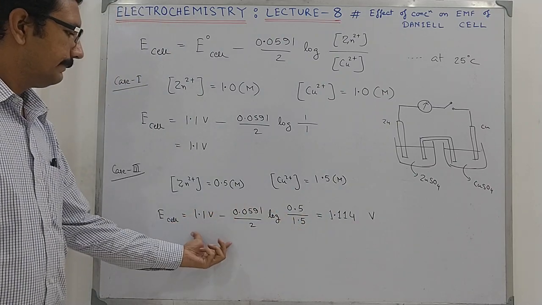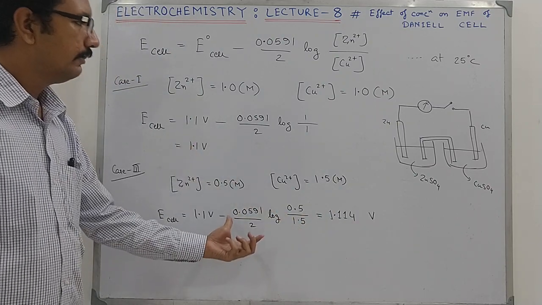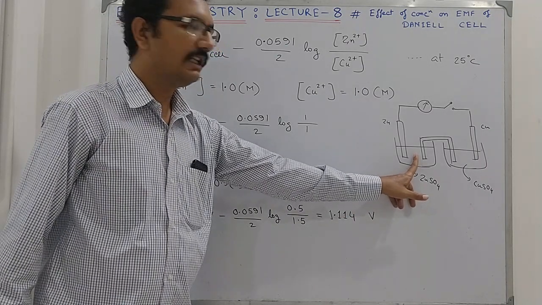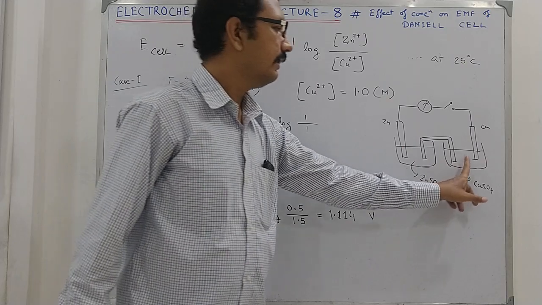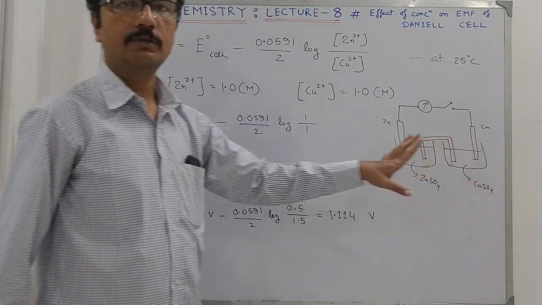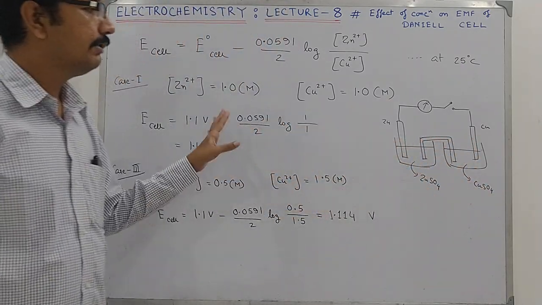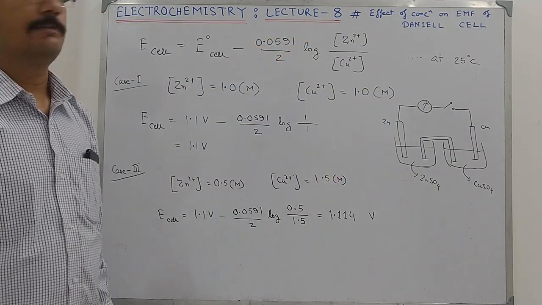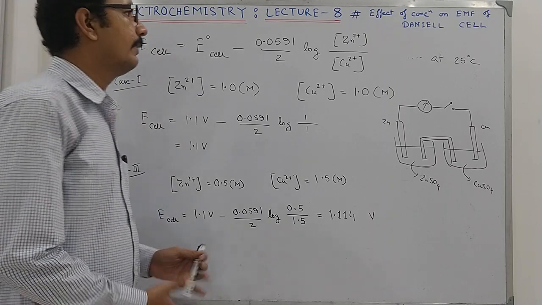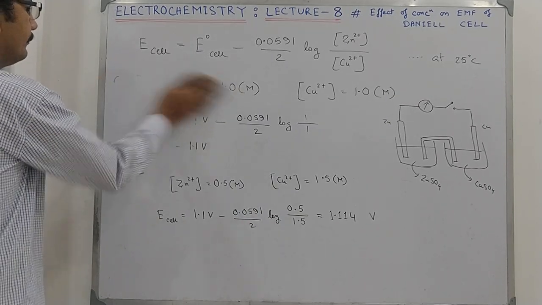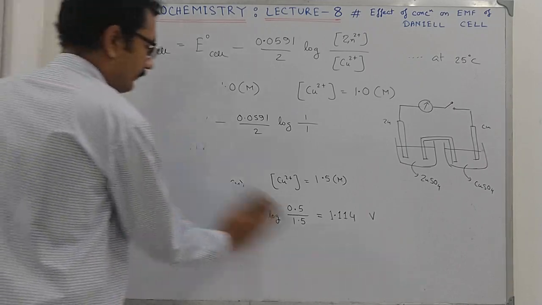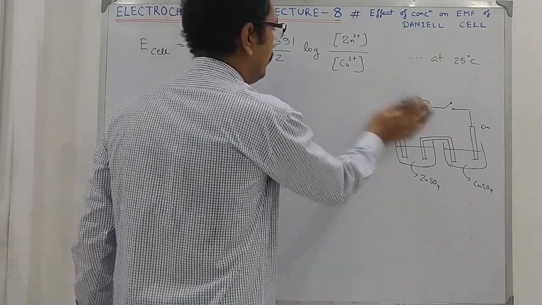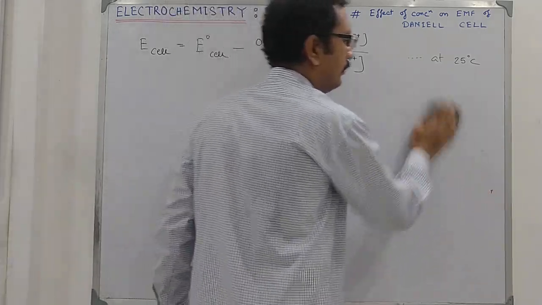So the EMF of the cell increases. The EMF of the cell increases when the concentration in the anode chamber decreases and the concentration in the cathode chamber increases. So in this way, if you tune the concentration of the reacting species, then you can control the EMF of the Daniell cell. Now another important thing, I will discuss this again when I show you how a concentration cell works.